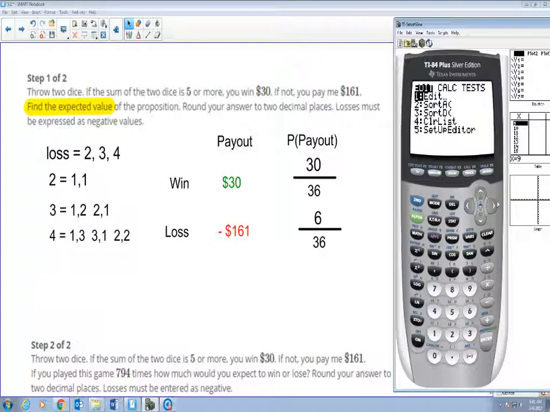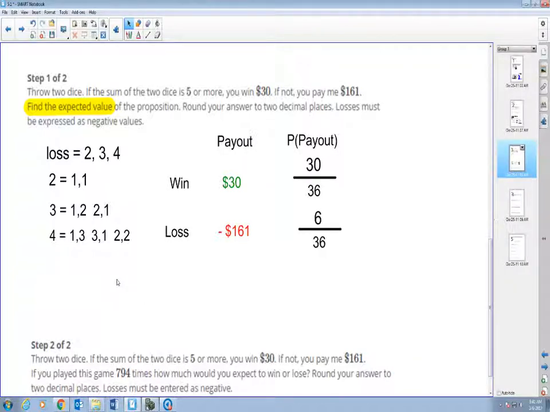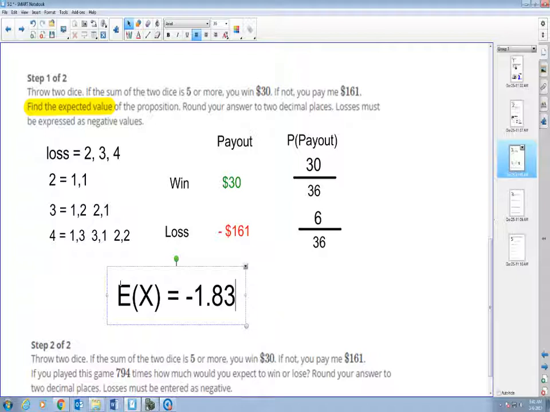So stat, calc, one variable statistic. Let's do second L1, comma, second L2. My expected value, negative 1.83. So my expected value for the random variable x is negative 1.83. So that means I am expected to lose $1.83 every time. Okay.